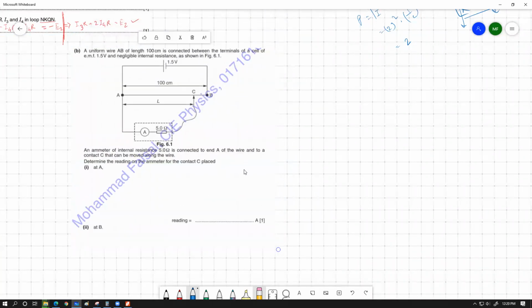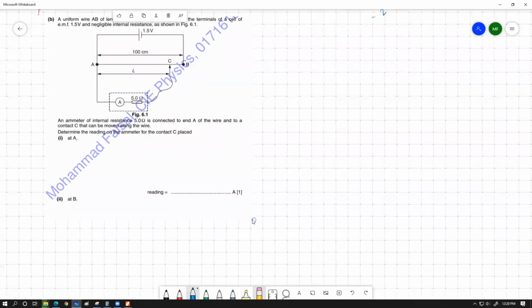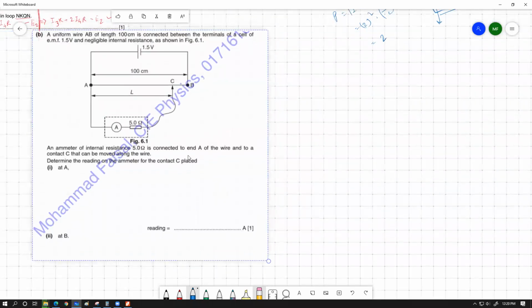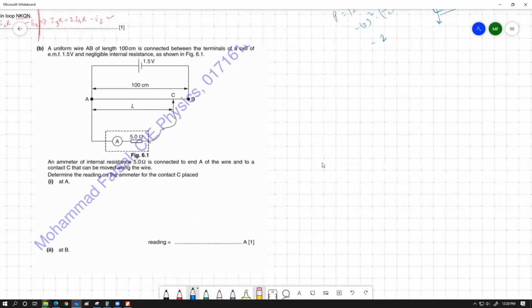So let's have a look. The question says, an ammeter of internal resistance 5.0 ohm is connected to end A of the wire and to a contact C that can be moved around the wire. Determine the reading on the ammeter with the contact C placed at A. So if we place the contact C at A, try to visualize this. If we place it right over here, what will be the voltage across the two ends of the ammeter?